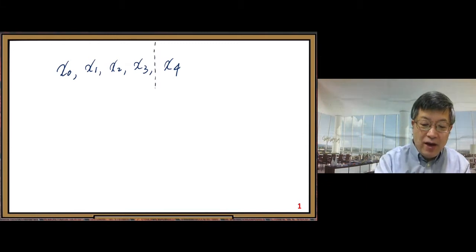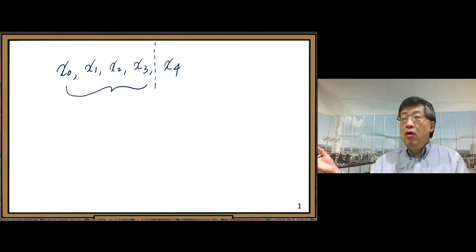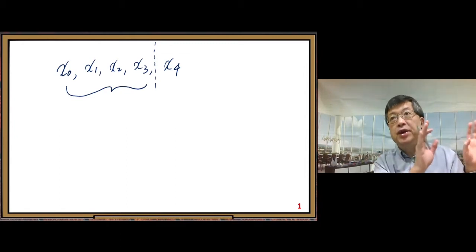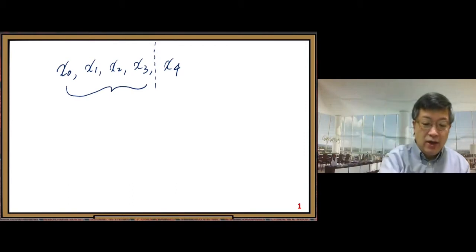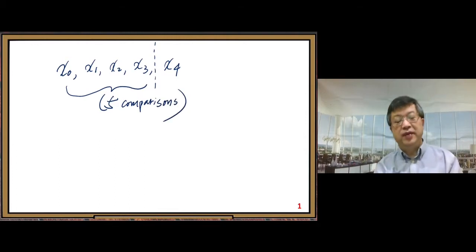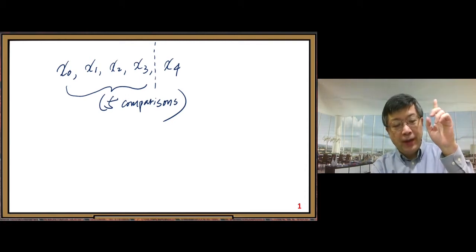Using the same idea, first we just sort the first 4 elements. Because we did that before, we do not need to repeat it. We just use our old result, then we insert a new element. When we use the old result, we need 5 comparisons, right? 5 comparisons.